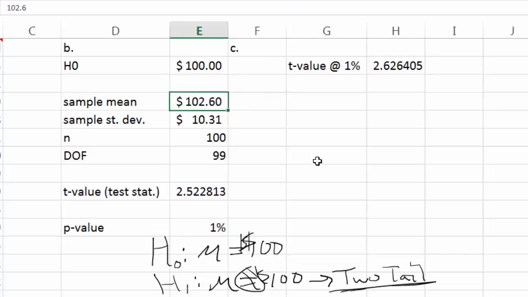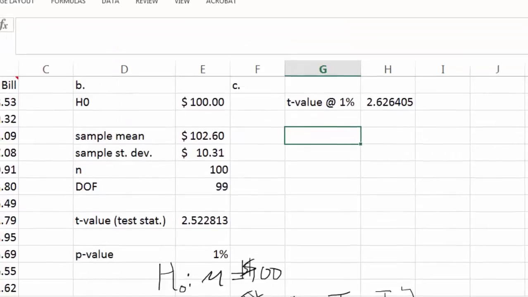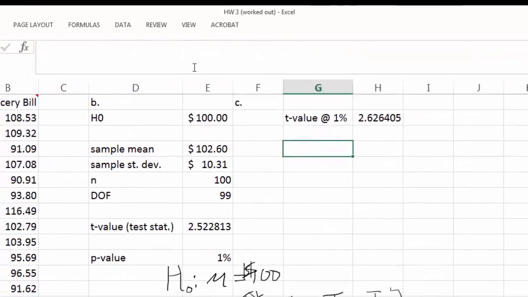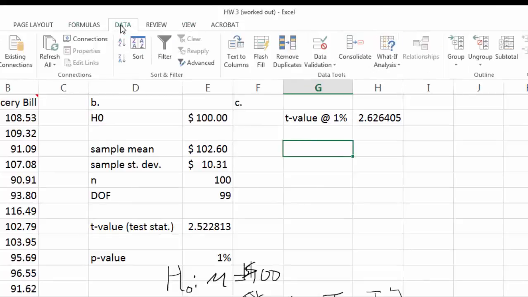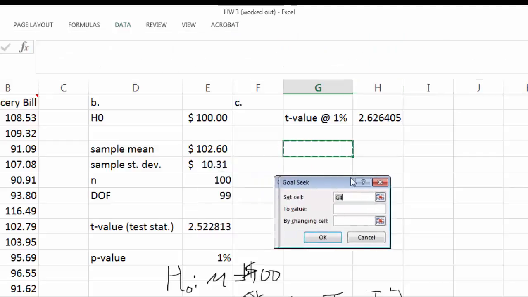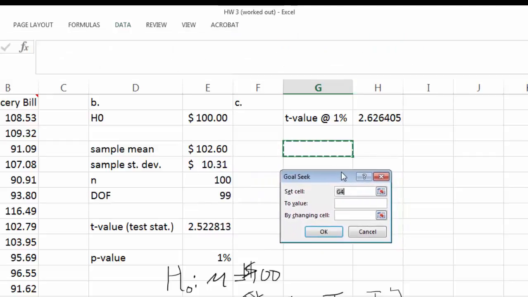102.6. Still too small. I could keep doing that, guessing and checking in 1 cent increments all day. However, if I'm smart, I can tell Excel to do the guess and check for me by using Goal Seek. So check this out. Here's what I'm going to do. I'm going to go over to Data, What If Analysis, Goal Seek.